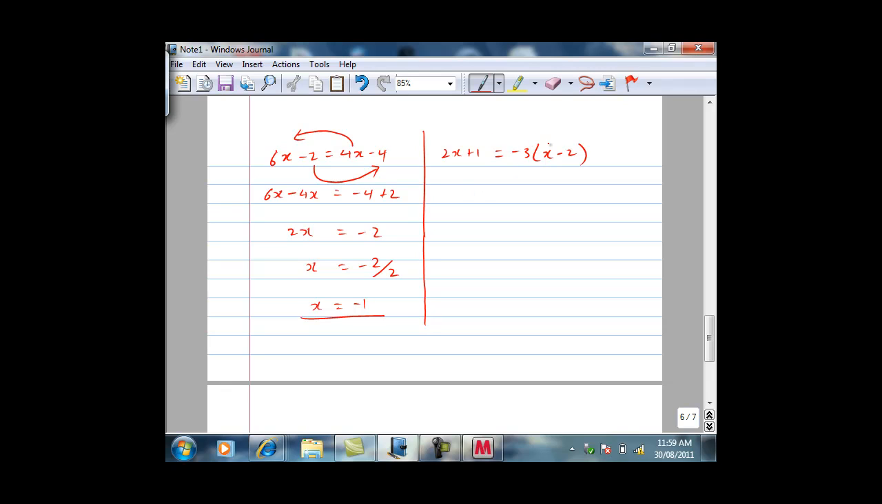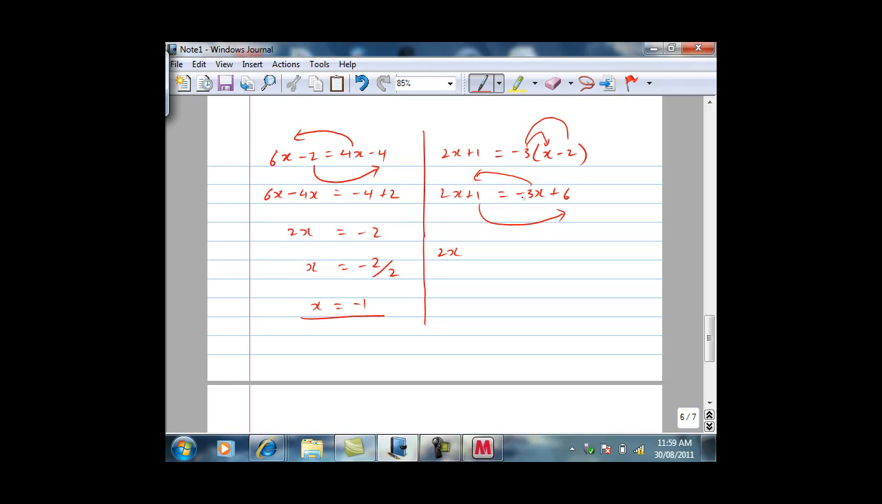What I can do is expand the brackets first on the right hand side. So I'll take negative 3 and multiply with that x, and I get negative 3x. And then I'll take the negative 3 and multiply with the negative 2. Negative and negative becomes positive. 2 times 3 is 6. And like I did with this particular question, I will collect like terms. I'll take the x to the left and I'll get the 1 to the right.